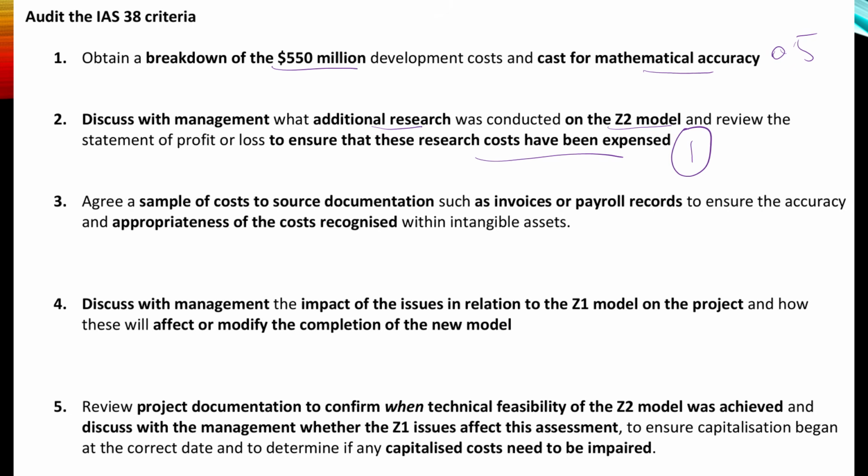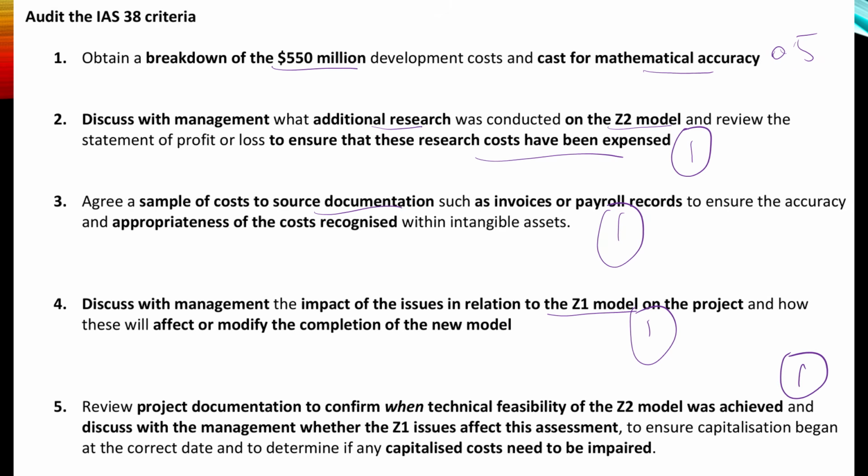For the costs that have been capitalized, I need to confirm that they are correct. I could look at the source documentation such as invoices or payroll records. I'm going to ask the management what the impact of the design issues in the Z1 model is on Z2. Will it affect the completion of the Z2 model? Will you need to make modifications to it?